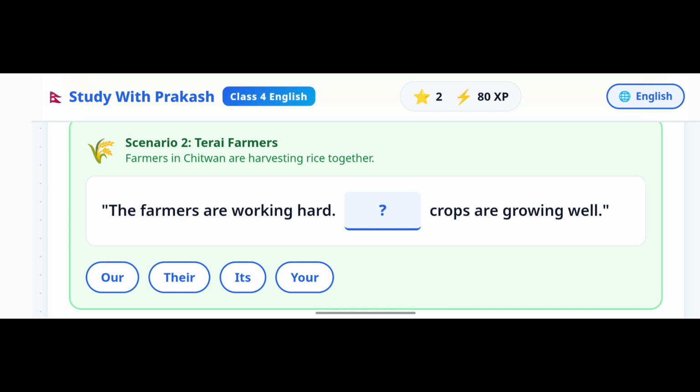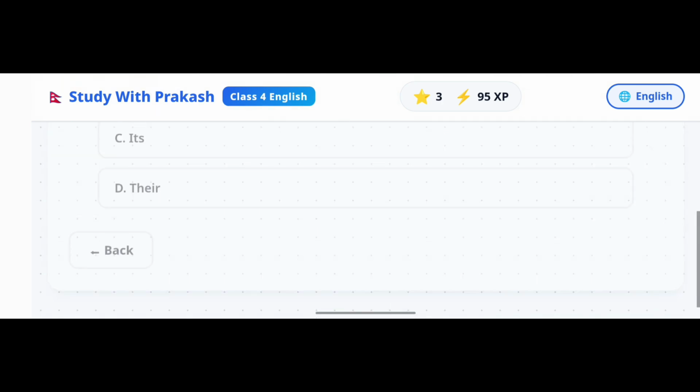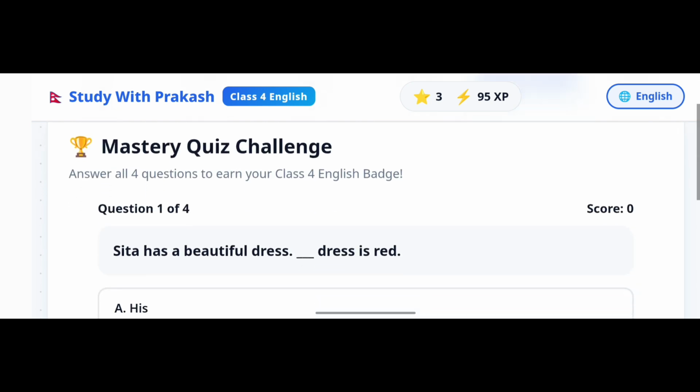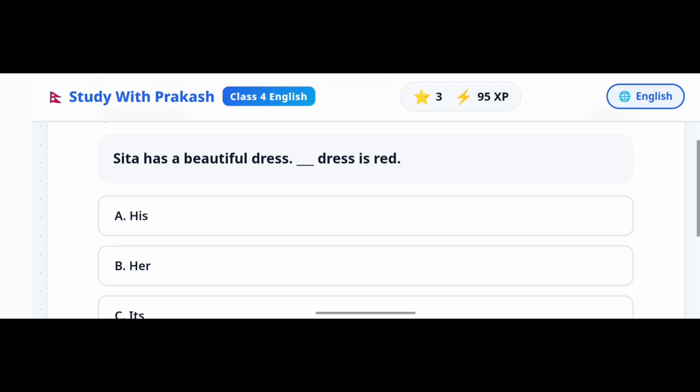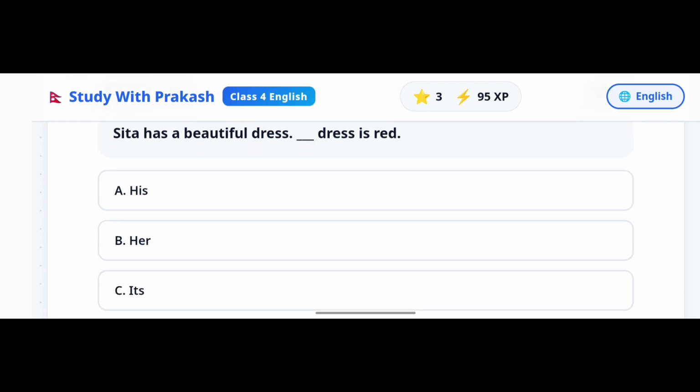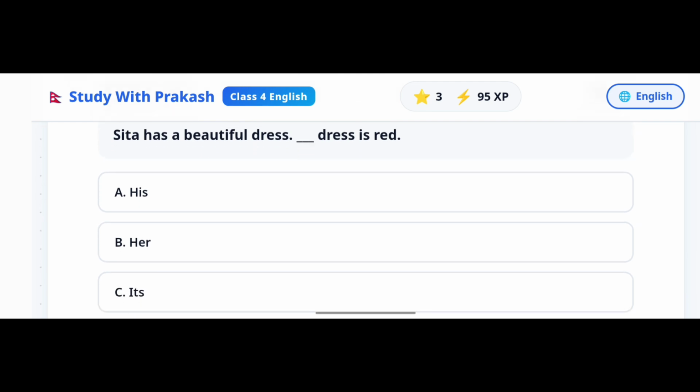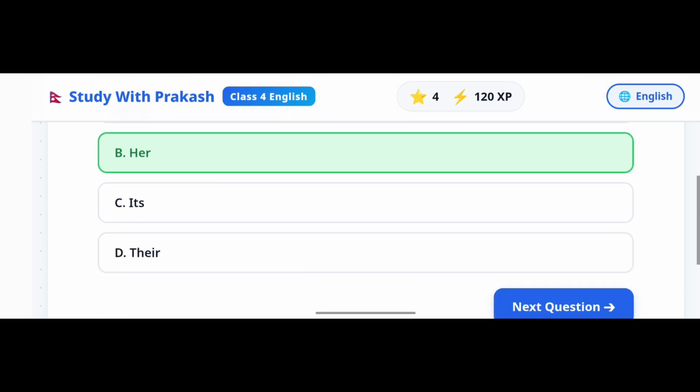Now, again, pause the video and choose the correct answer. Farmers in Chittagong are harvesting rice together. The farmers are working hard. Very good. Their crops are growing well. Now, we have 4 questions. Let's practice together. Sita has a beautiful dress. Pause the video and choose the answer. Very good. Her dress is red.